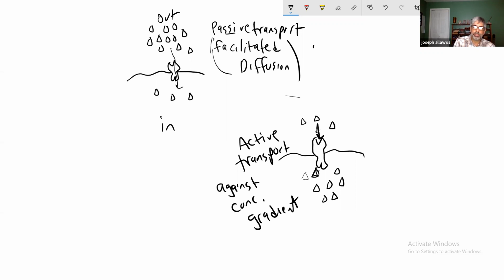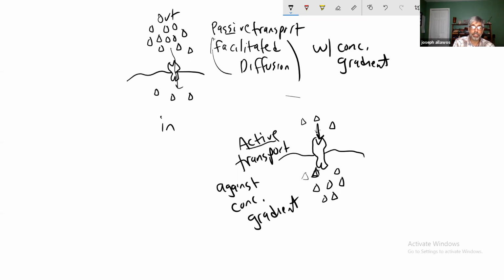And I guess up here we should say with concentration gradient. And this requires energy. Just remember, when you're active, you're using energy, and when you're passive, you're not. Okay, so what are the implications of this?